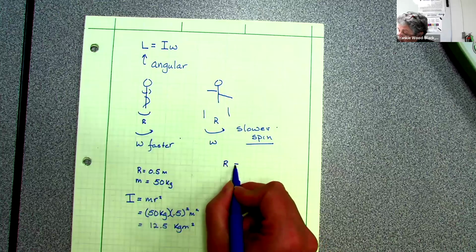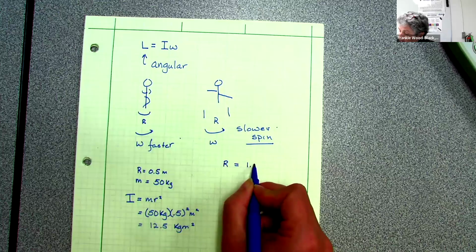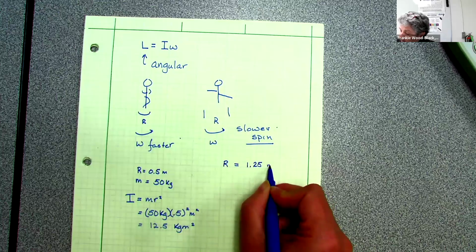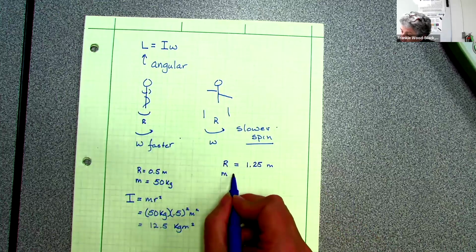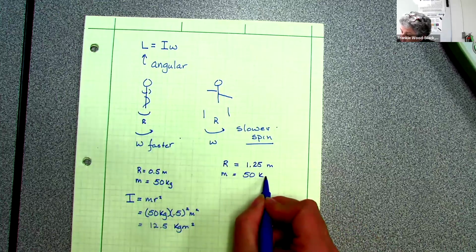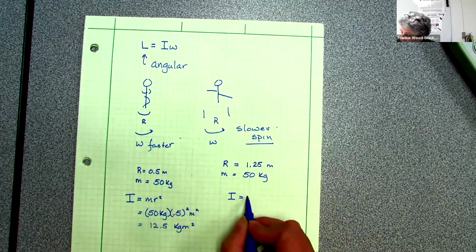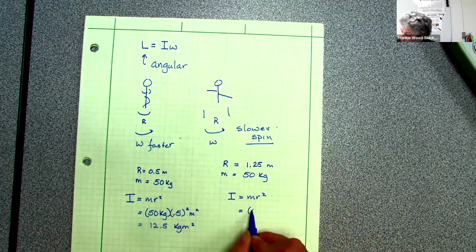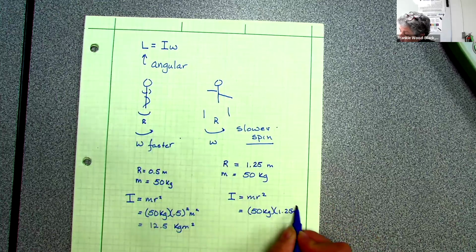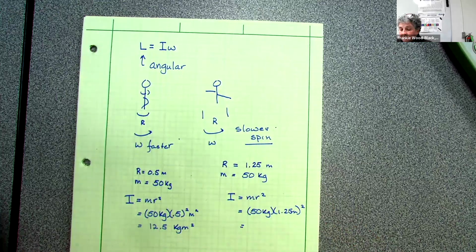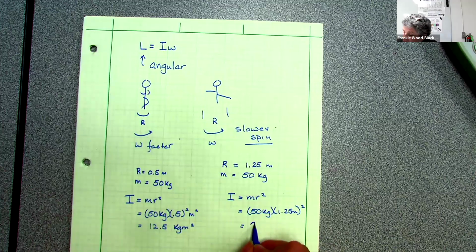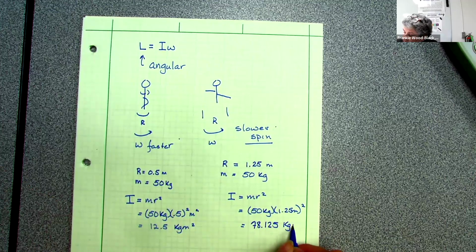For this one, we're going to give the radius to be 1 meter. Actually, we're going to do 1.25 meters. The mass hasn't changed. So now I'm going to calculate the moment of inertia, and this is going to be 78.125 kilograms meters squared.